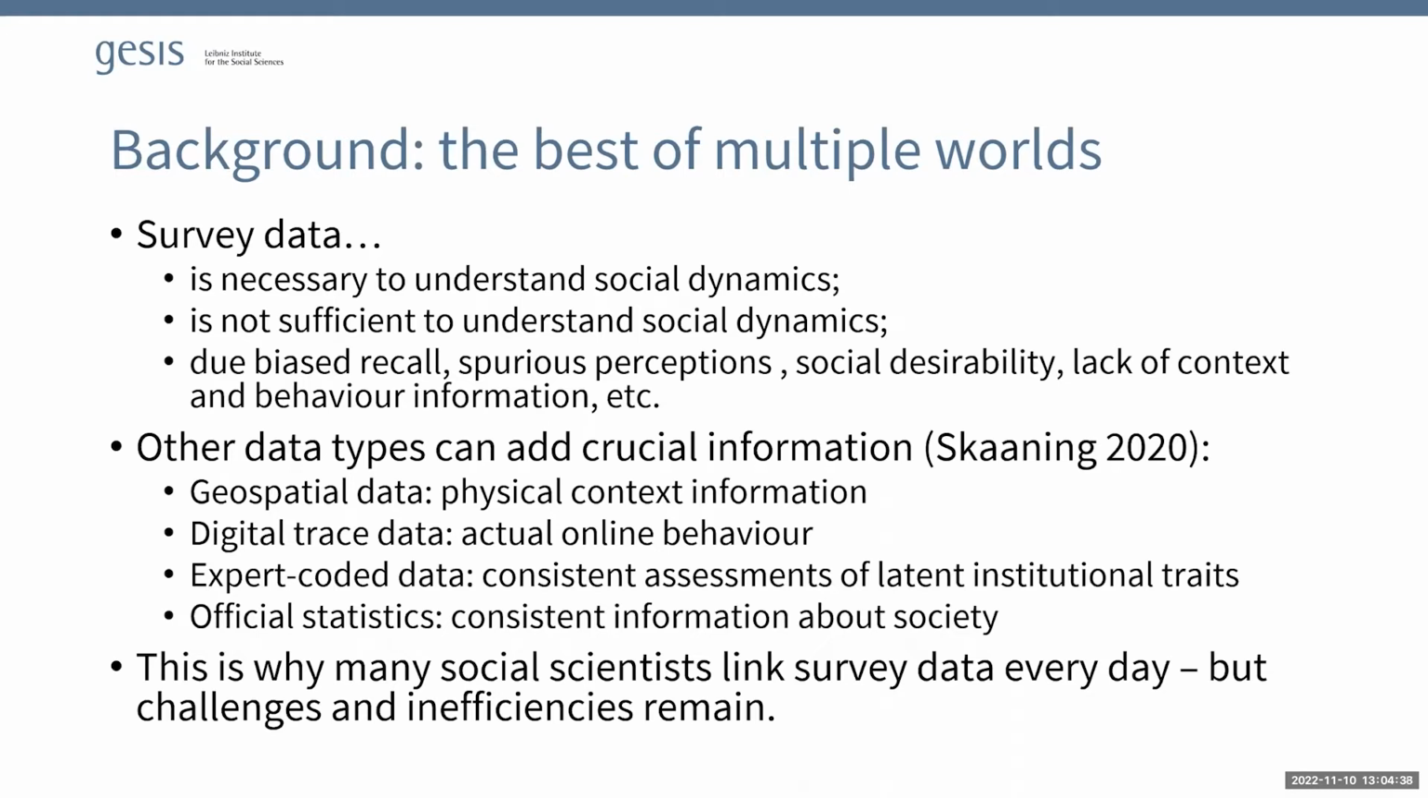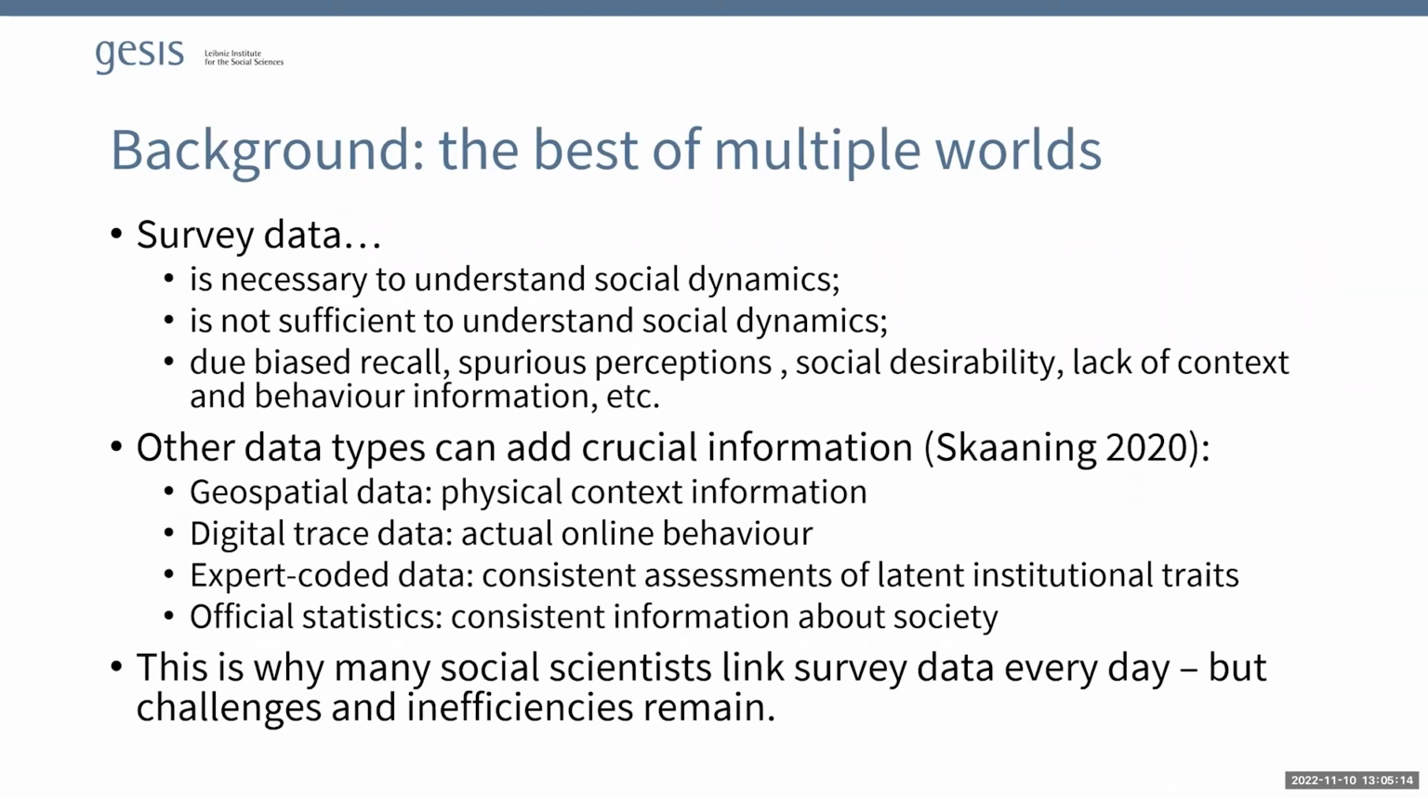Geospatial data, for example, provides physical context information the respondents are embedded in. Digital trace data can tell us about their actual online behavior. Expert-coded data can provide us with consistent assessments of the institutional traits of institutions that respondents interact with. And official statistics can provide us with consistent information about society that no other data source could provide us with. Due to all these advantages, many social scientists engage in data linking every day.